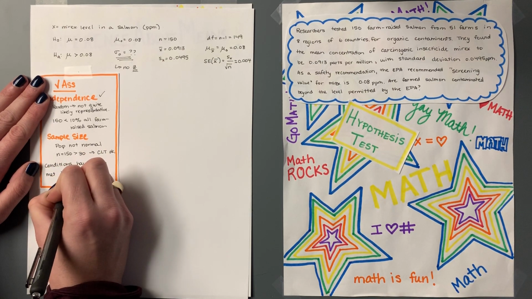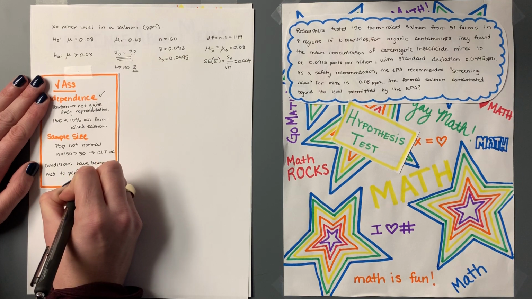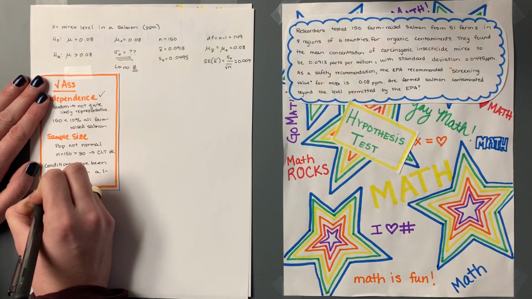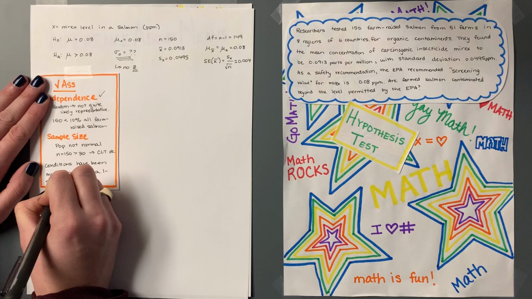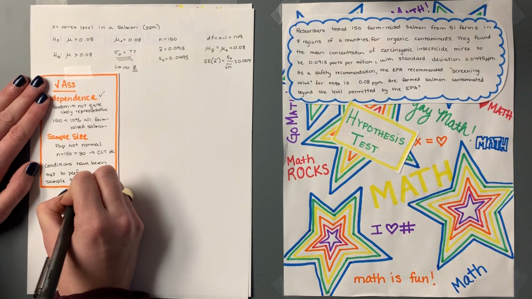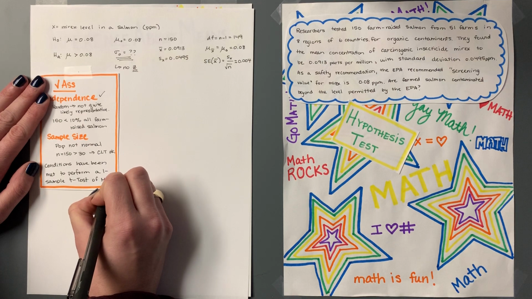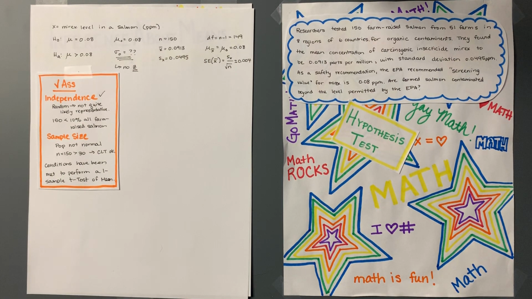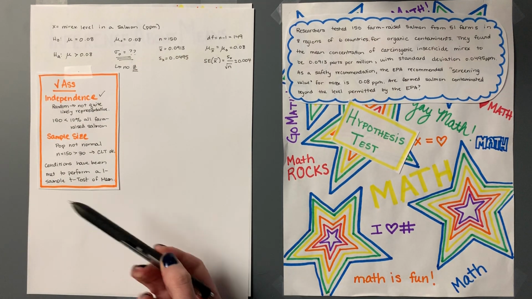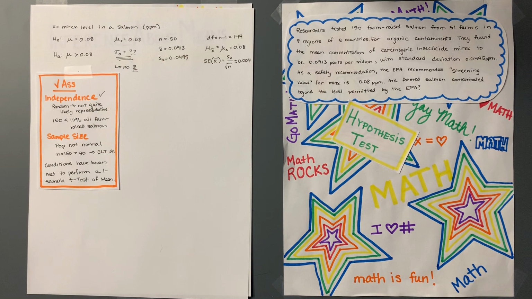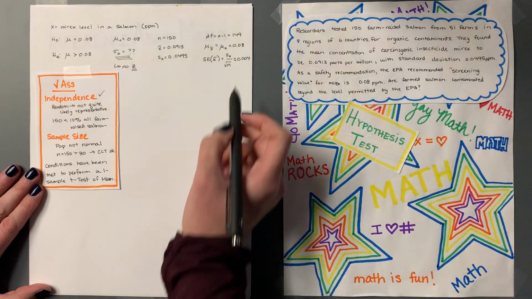To perform a 1 sample t-test of the mean. Okay. So now that I've checked my assumptions and I've stated that I'm going to perform a 1 sample t-test of the mean, I can move on to finding my test statistic.